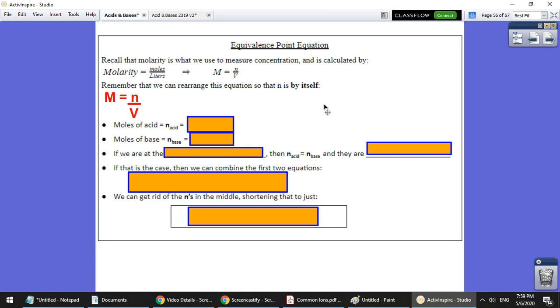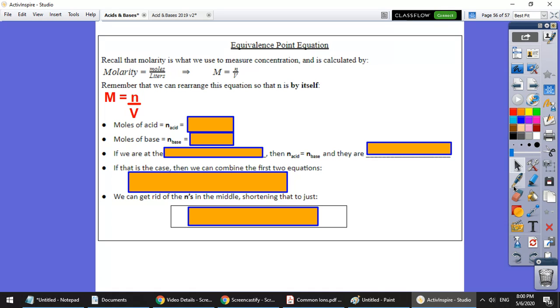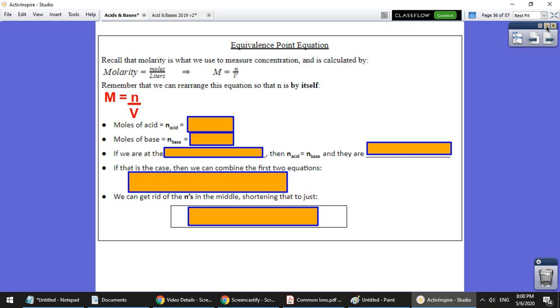All right, we have to first look back at molarity, and then we're going to work to derive the equation we're going to use to solve problems like this. We know that we use molarity to measure concentration, and our formula for molarity is moles divided by liters, or n divided by V. So let's first rearrange this equation so that we get n, or moles, all by itself. How do we do that?